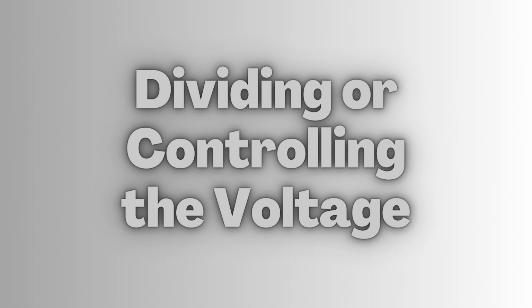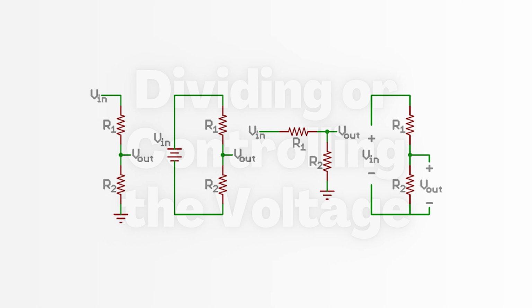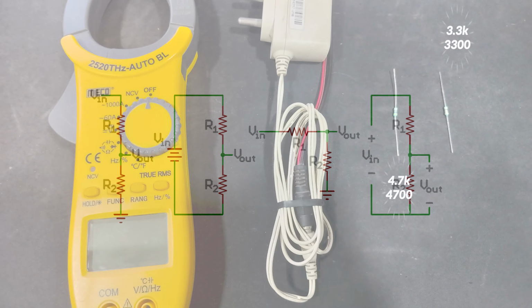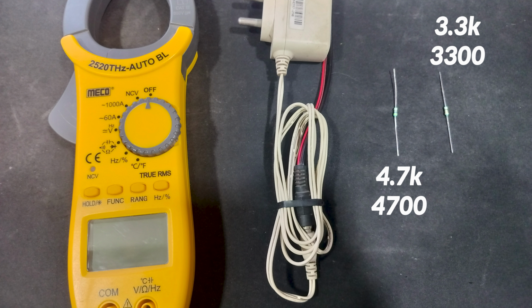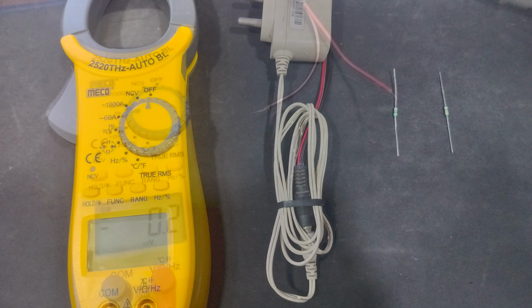2. Dividing or controlling voltage. Dividing or controlling voltage means providing the exact amount of voltage needed for a device or component. For this practical demonstration, we will need some components and equipment like a 5-volt DC power supply, some resistors, and a multimeter to check the voltage. Let's start our second practical demonstration.